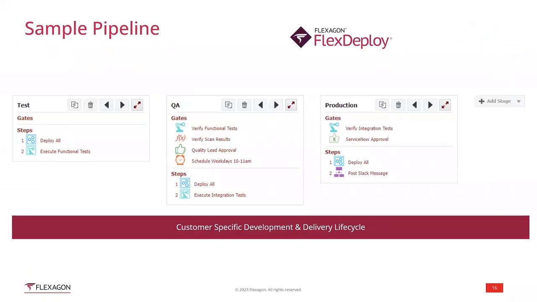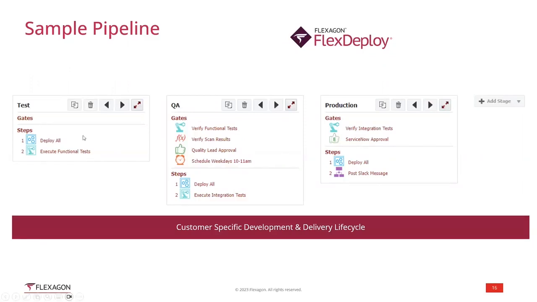And last slide before we jump into the demo, and this is really a setup slide for the demo itself. So this is a sample 3-stage pipeline that I've created for today's demo. But ultimately, your customers that are adopting FlexDeploy would be creating their own pipelines that map to their process. So here, my 3 stages are test, QA, and production.